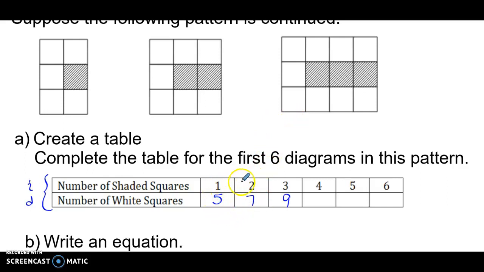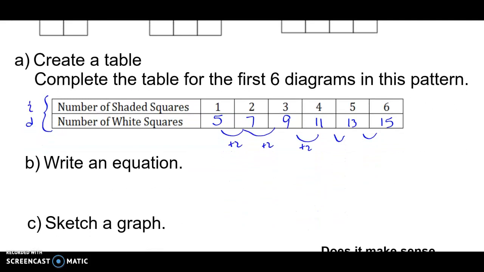If we look, our number of shaded squares is increasing by 1 each time. The number of white or unshaded is increasing by 2 each time. So if that pattern were to continue, 9 plus 2, figure 4 would have 4 shaded squares and 11 white. Add 2, figure 5 would have 13, and add 2, figure 6 would have 15 white squares.